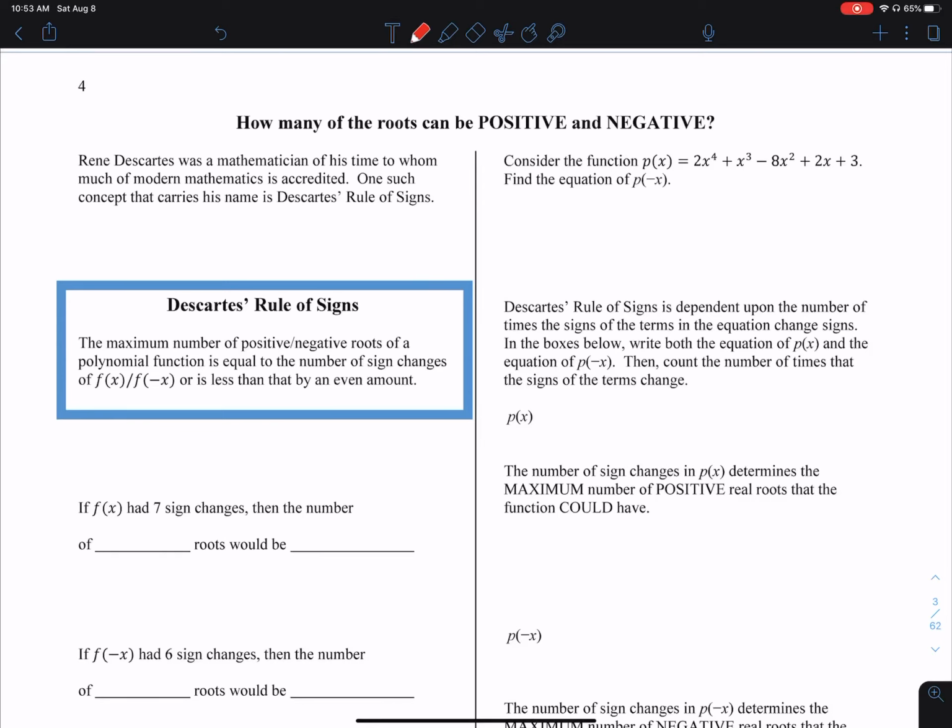PreAP PreCalculus Notes 4.1. We just did the fundamental theorem of algebra in the first video, and now we're going to look at Descartes' Rule of Signs to help us determine how many of the roots can be positive and how many of them can be negative. René Descartes was a mathematician of his time to whom much of modern mathematics is accredited. If you've ever heard of a Cartesian coordinate plane, Cartesian comes from Descartes. One such concept that carries his name is Descartes' Rule of Signs.